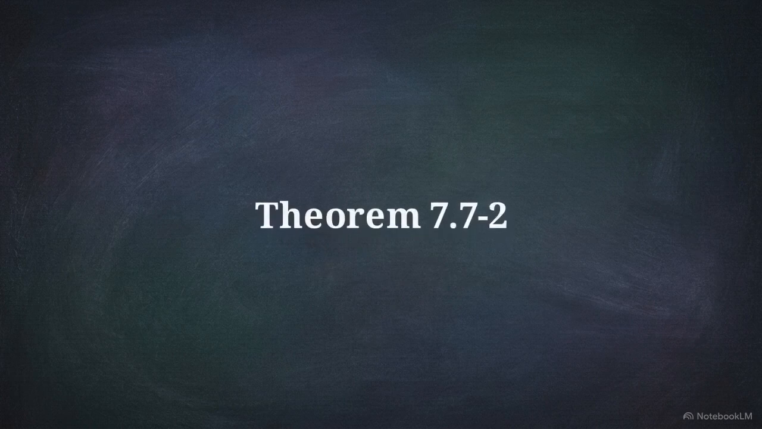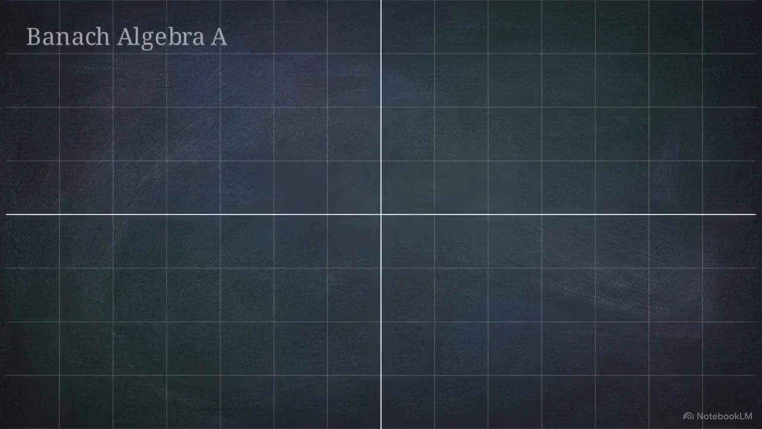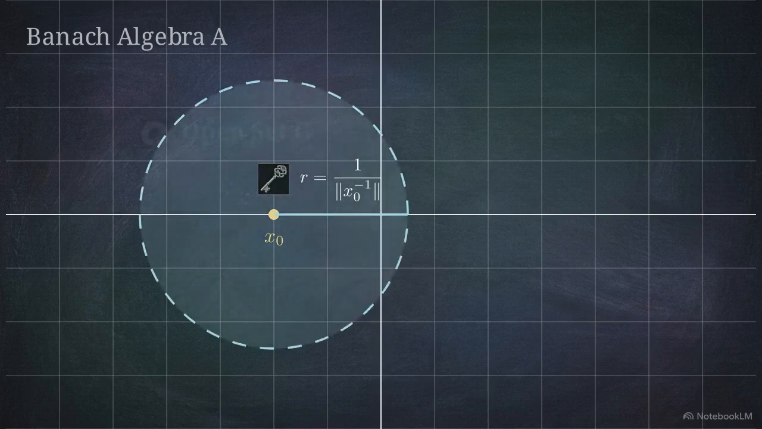This leads directly to Theorem 7.7-2. This diagram illustrates a topological open set, G. If we pick an invertible point, x0, we can draw a specific protective radius around it, defined as 1 over the norm of the inverse of x0.